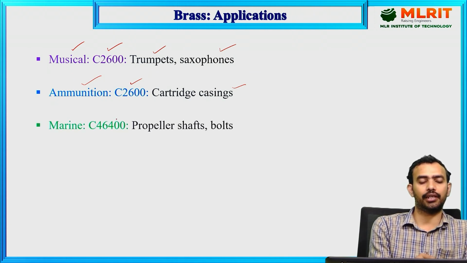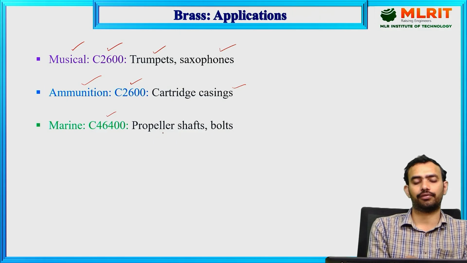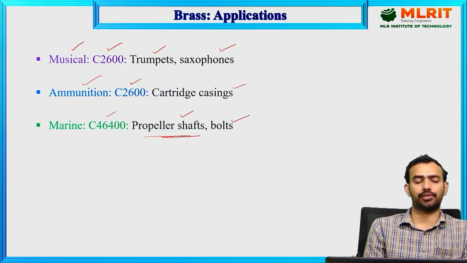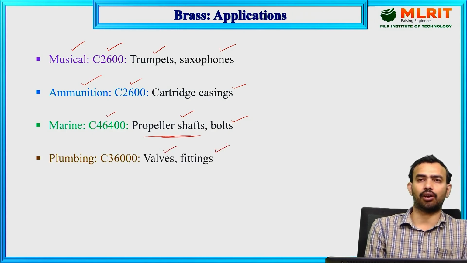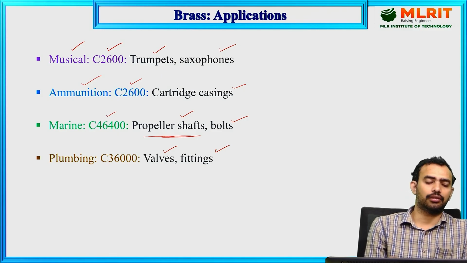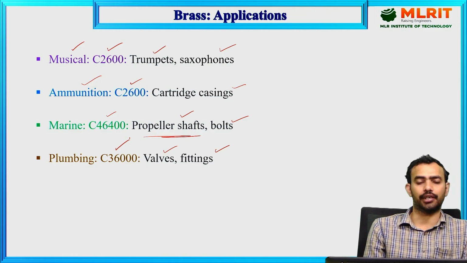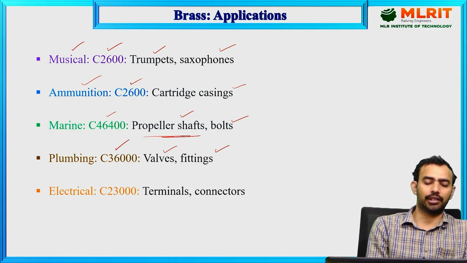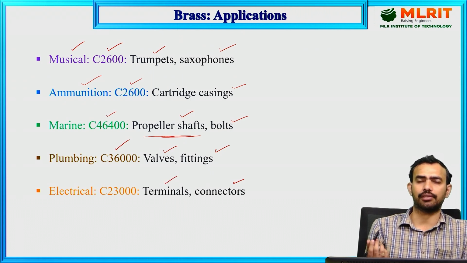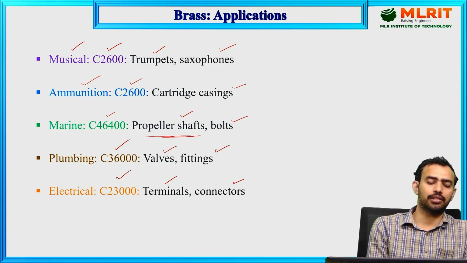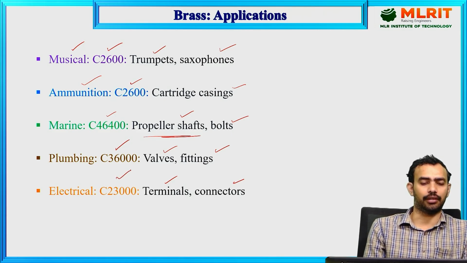Then for marine grade, you have C46400 for marine applications, and the propeller shafts and the bolts are manufactured using these brasses. And plumbing applications, in the case of valves and fittings, we often see the brass valves for taps and other applications. That is basically C36000 graded brass. And electrical applications, we have connectors. Some of the brass connectors will be used, and some of the terminals are also brass terminals. That is of C26000, C23000 graded brass.